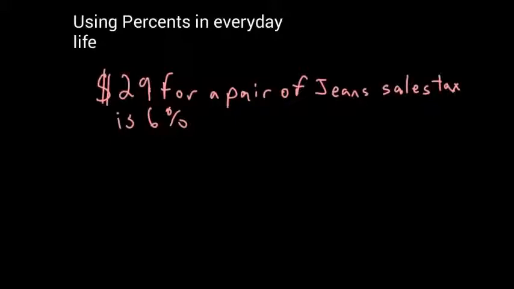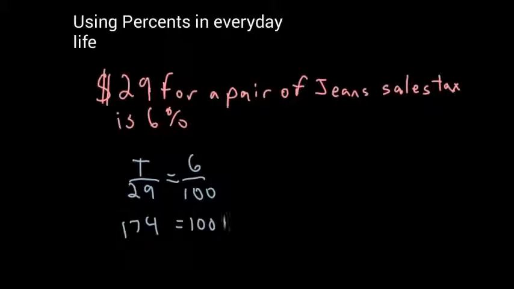So first we need to find what the sales tax is, so we're going to set up a proportion. So $29 is the total cost of the jeans before tax. That's going to equal our 6% over 100. And we're finding the tax, so that's going to be T. So now we're going to cross multiply and divide to solve. So 9 times 6 is 54. Carry the 5. 2 times 6 is 12 plus 5 is 17. So I get 174 equals 100 T. So now I'm going to divide by 100.